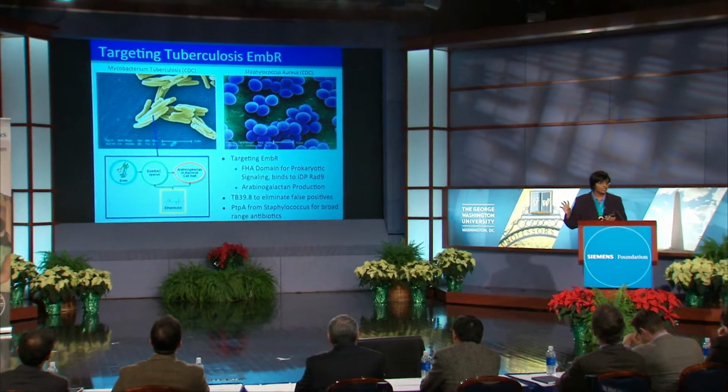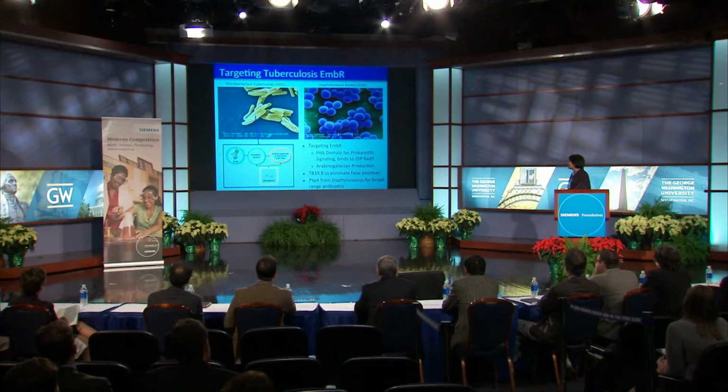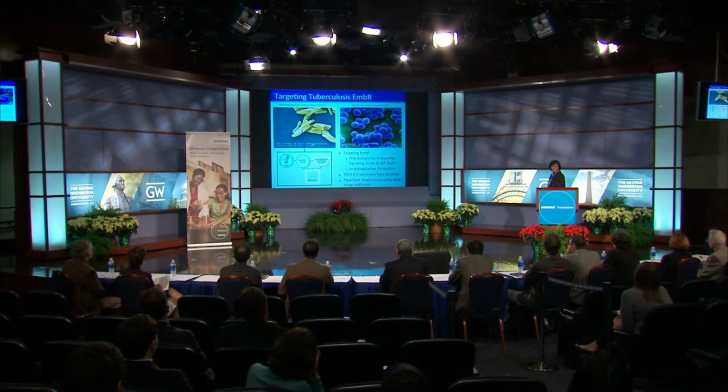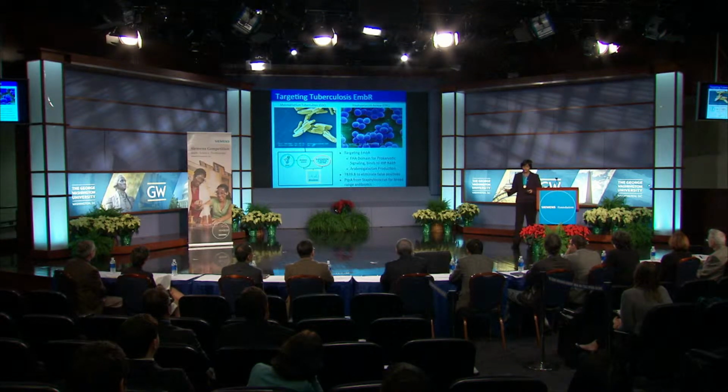Specifically, we target tuberculosis by targeting the protein EMBER. EMBER has an FHA domain, which is important for prokaryotic signaling. And moreover, as you can see in the diagram on the left, it regulates production of the proteins EMBB and EMBA, which are important in arabinogalactan production in the bacterial cell wall. FDA-approved drugs like ethambutol target EMBB and block this pathway, but EMBB mutation causes drug resistance. And that's why we target EMBER, because that's a viable way to overcome this problem.